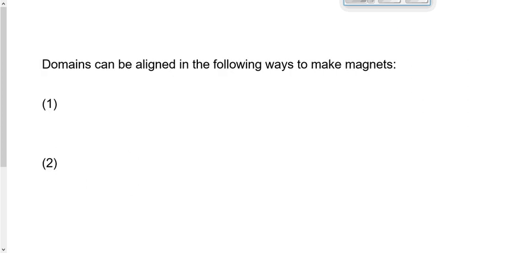So, we got a magnet. Domains are aligned. How do we make that happen? How do we get those domains to become aligned? Well, there's two ways. One, this is the easiest way, and you guys have probably done this in elementary school. In fact, you've probably done both of them in elementary school in some magnetism unit or something. Bring another magnet nearby.